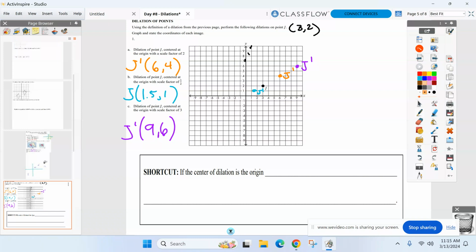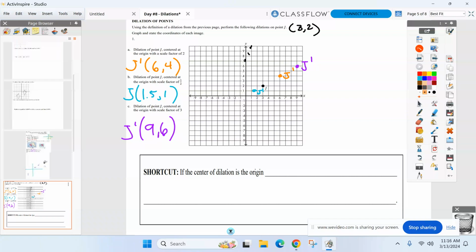Are you all in on this? Any group confident in their shortcut before we write it down? How can I just go from 3, 2 to 6, 4? Quick. 3, 2 to 1.5, 1. 3, 2 to 9, 6 without going up and over, up and over, up and over. Any group have the shortcut? Confident in your shortcut. This group up front?